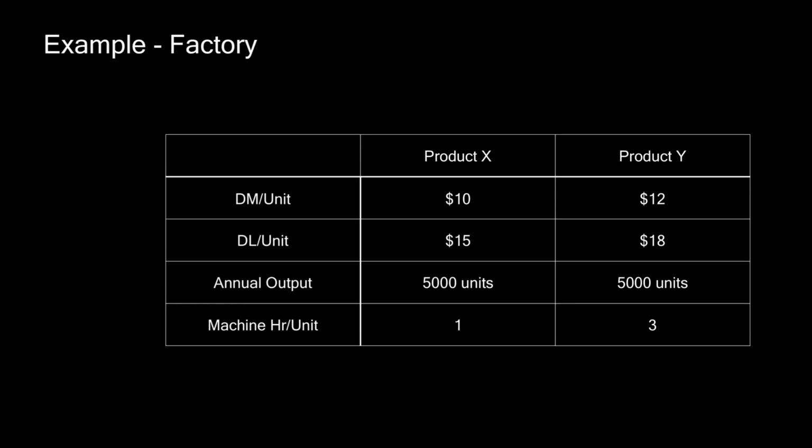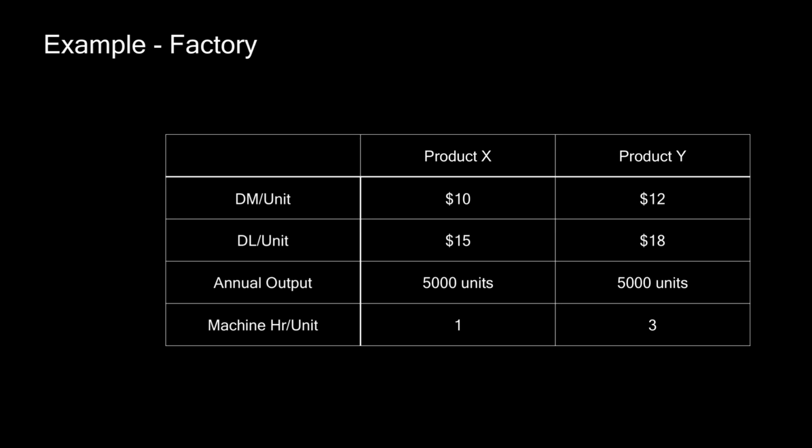So now we have this factory over here. This factory is currently manufacturing two different products. You have product X and product Y. You know that X requires $10 of material per unit. Y requires $12 of material per unit. Labor, $15 per unit is required for X and $18 per unit for Y. Remember, these are your direct costs. They're already traced on a per unit basis.